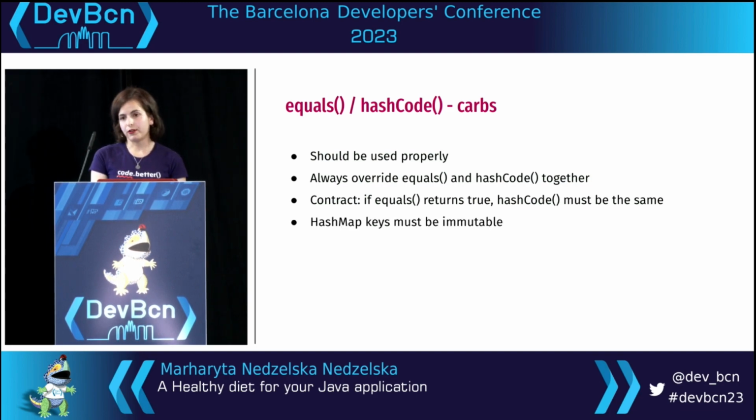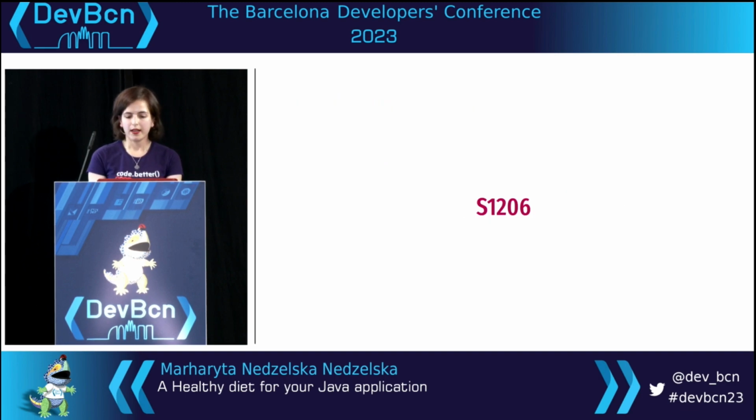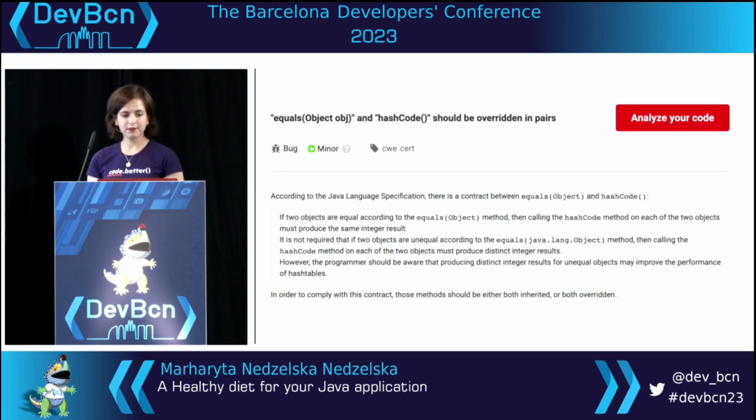And one more important thing to know, that hash map keys must be immutable. If they're mutable, you are not safe in terms of your hashcode might be recalculated, and you have the same problem with memory. So in Sonar, we have rules to deal with issues like this.